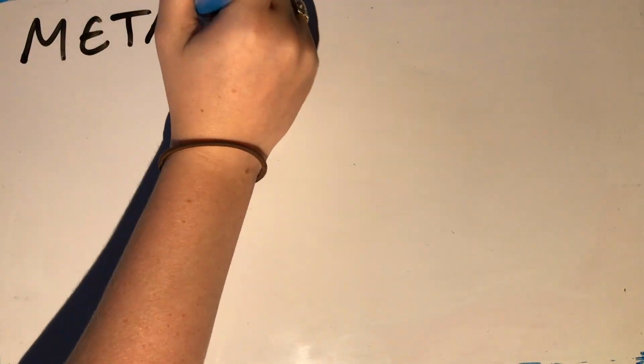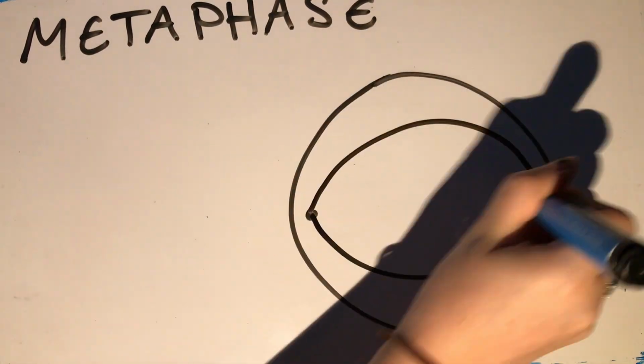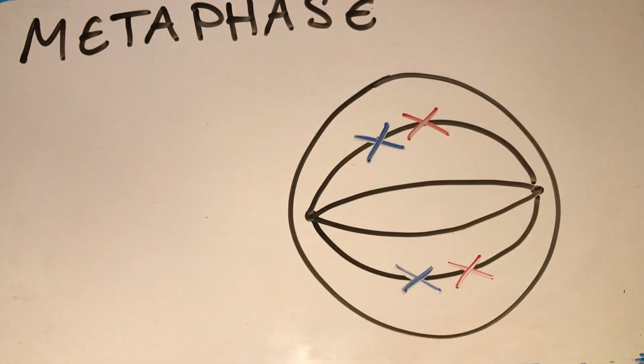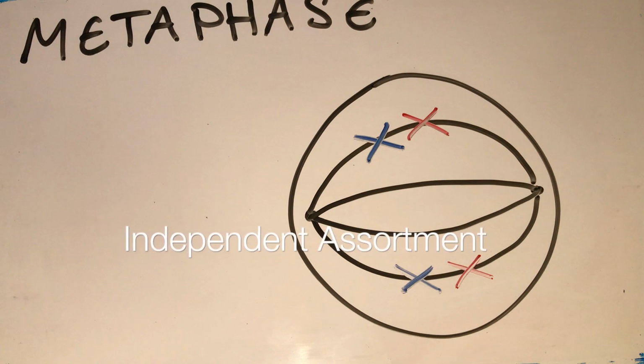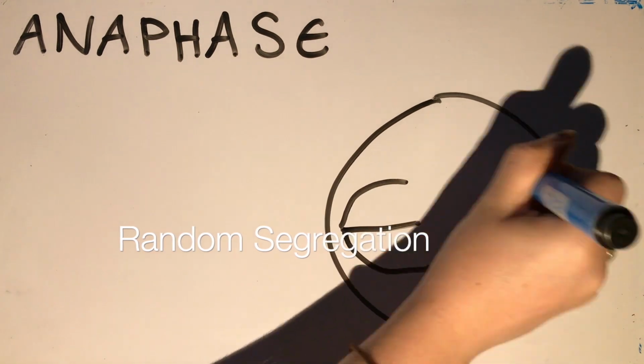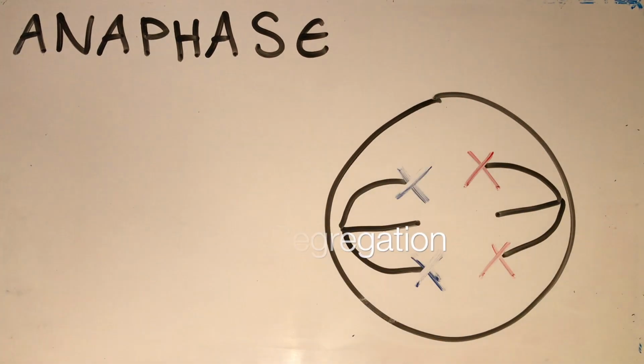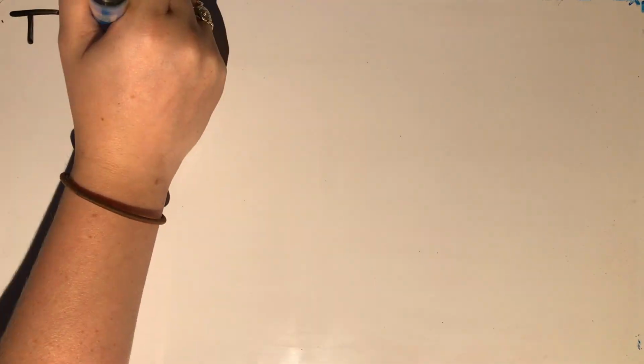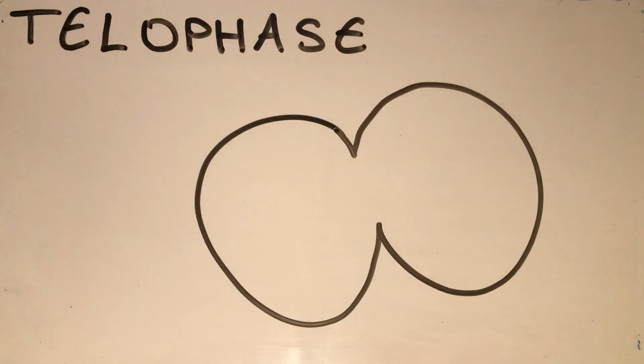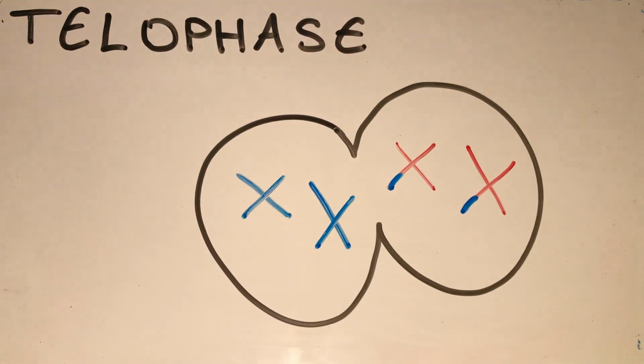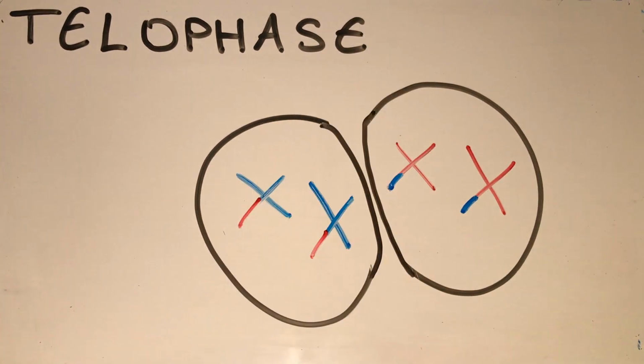In metaphase 1, chromosome pairs line up along the center of the cell. This process is random and leads to a phenomenon known as independent assortment. In anaphase 1, the spindle pulls the chromosomes to opposite poles of the cell. Notice how the sister chromatids remain attached throughout this process. In telophase 1, the chromosomes arrive at each pole, new nuclear membranes form, and 2 identical cells are formed.